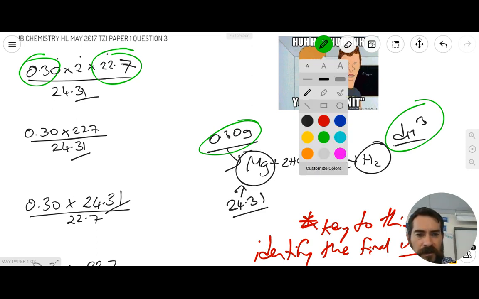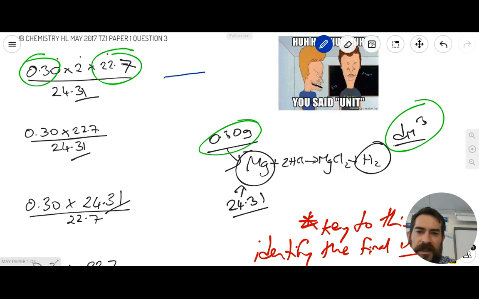Let's get a different colored pen here. We're going to use blue. And what I'm going to do is write the units beside the numbers. So the 0.30 will give us units of grams for the mass of magnesium. The 2 has no units that you can spot at the moment. I'll come back to that in a second. The 22.7, we said, I'm just writing units, was supposed to be decimeters cubed per mole. The 24.31 then would have units of grams per mole.